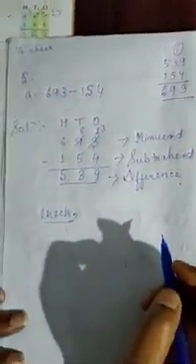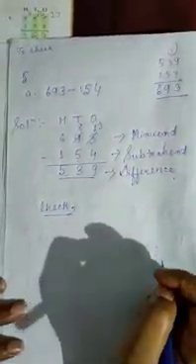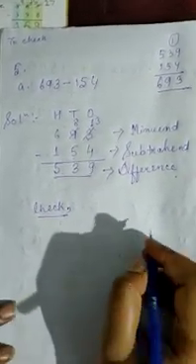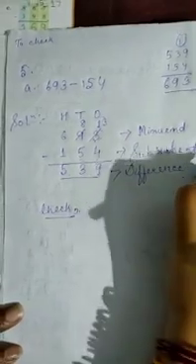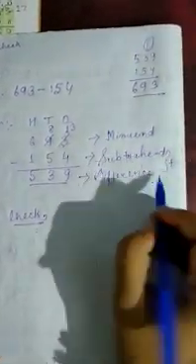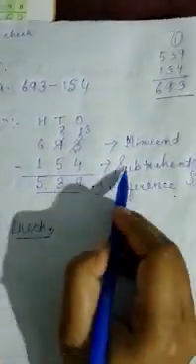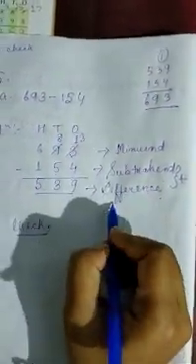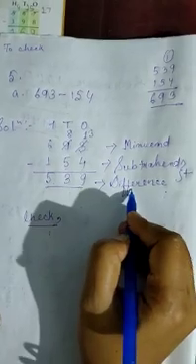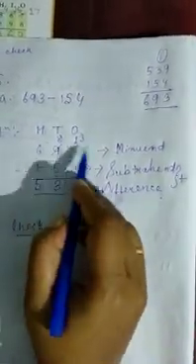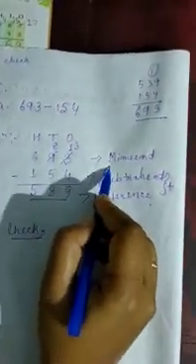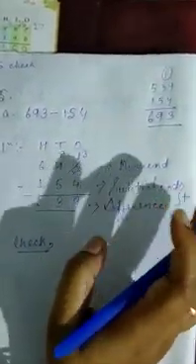To check whether the difference is right or wrong, we have to add these two, the subtrahend and the difference. After adding the subtrahend and difference, if the answer comes to be the minuend number, it means it will be correct.